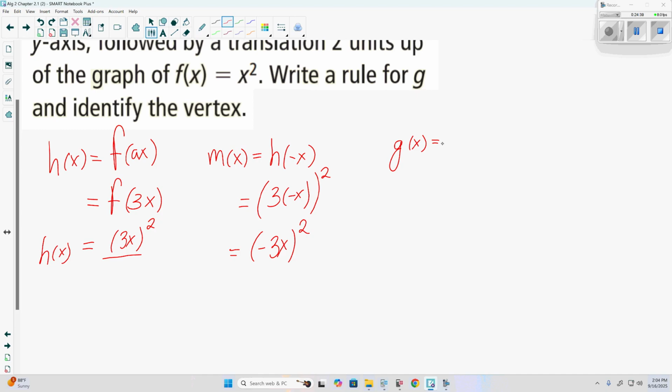Now, it says up 2. So the last thing we need is our m of x plus k. The value of k is 2, and since we're going up, we will add it. So m of x is negative 3x squared plus 2.